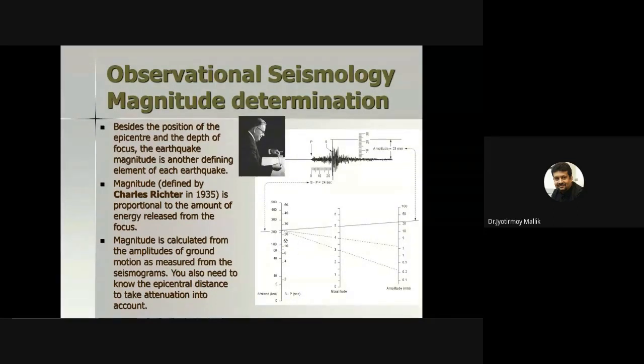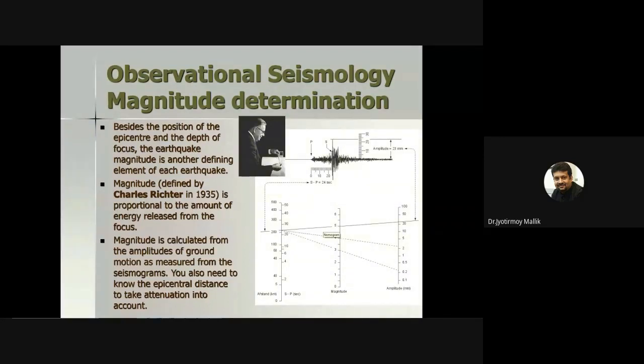The time difference between S and P is, say, for example, in this particular case 24 seconds. Okay. So I go 24 seconds. So then I join 24 seconds with the amplitude 23 millimeter, and then it essentially intersects at 5, okay, in the magnitude scale. So I say that the magnitude of the earthquake is 5.